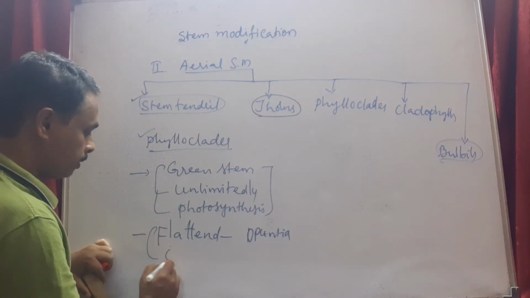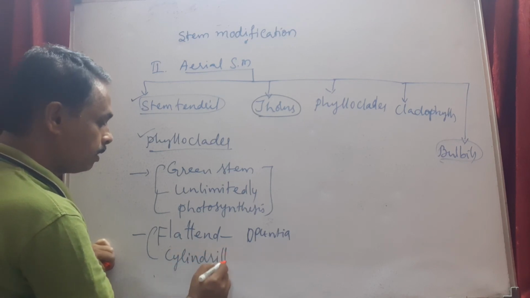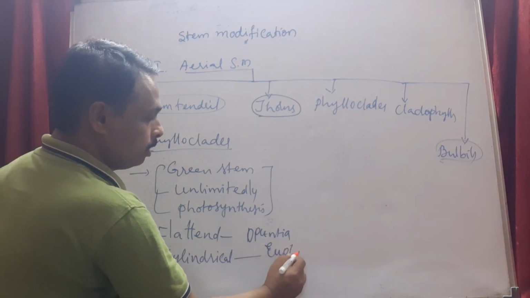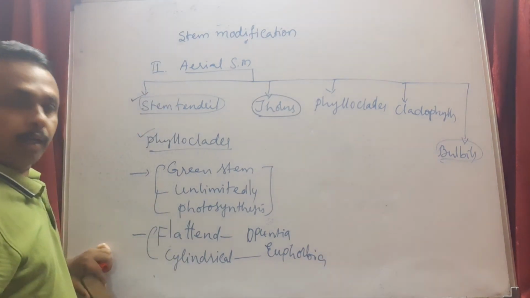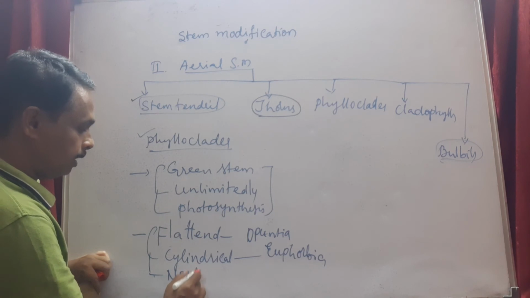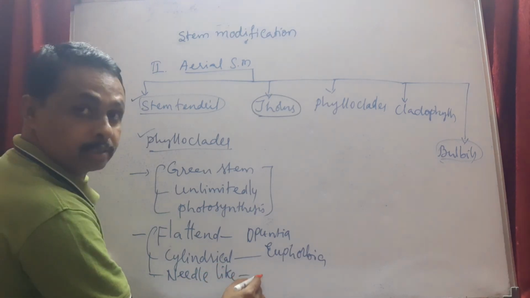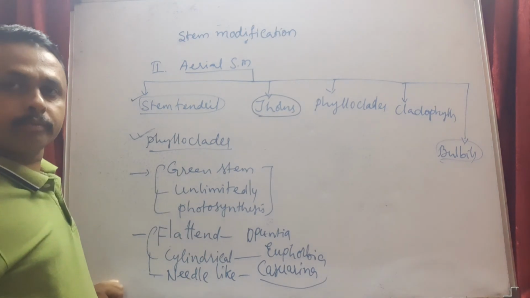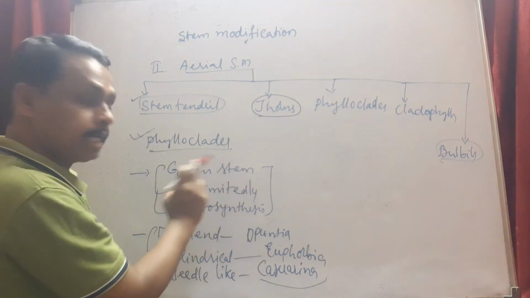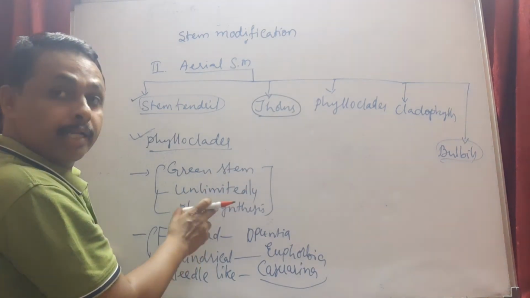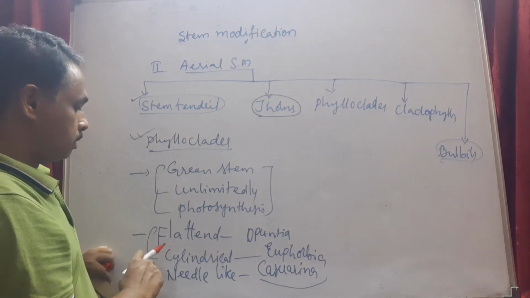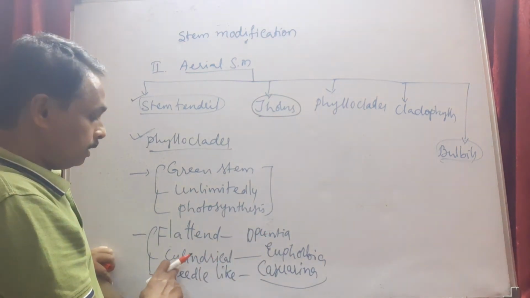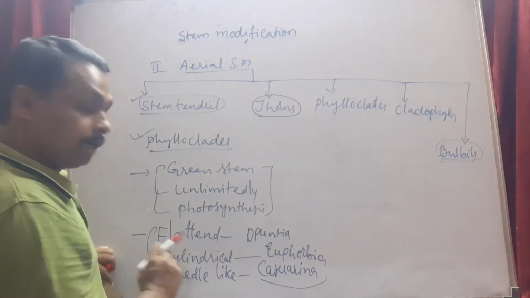and a cylindrical phylloclade will be seen in euphorbia, and a needle-like phylloclade will be seen in casuarina. These are the examples for phylloclades. What are phylloclades? Phylloclades are green stems that grow unlimitedly and carry out photosynthesis. Those structures are called phylloclades.